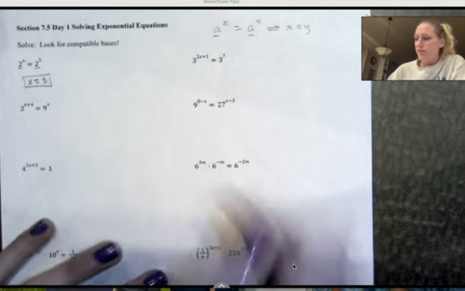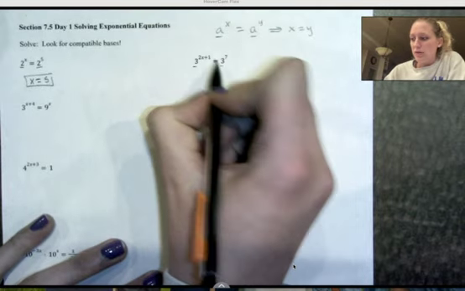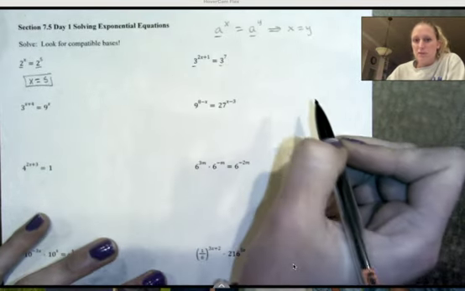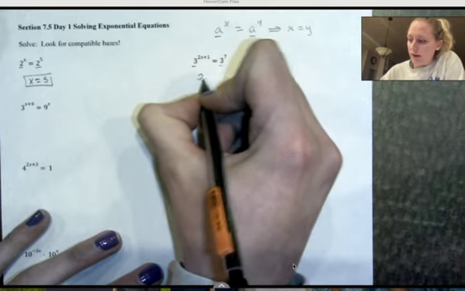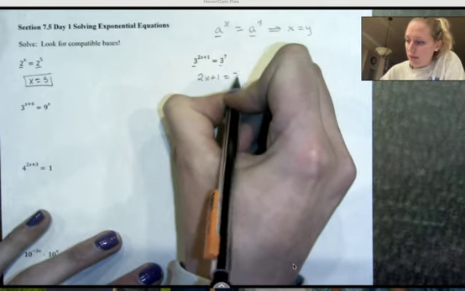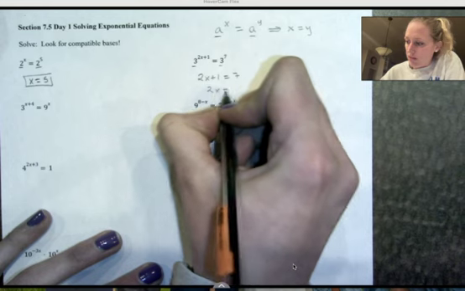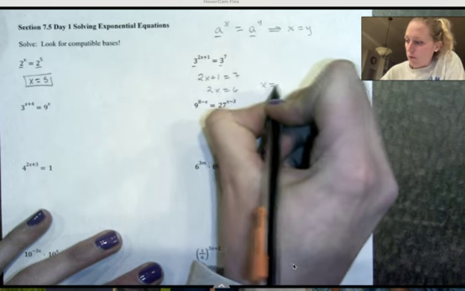In this case, my bases match. So again, I can jump to setting the exponents equal to each other to solve for x. So we have 2x plus 1 equals 7. So 2x equals 6. So x equals 3.